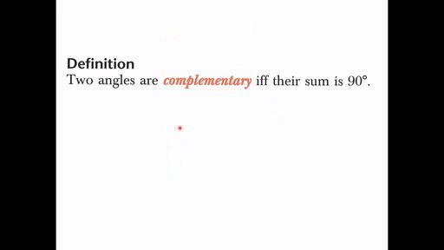So here's our definition of complementary angles. One thing you need to get from this lesson. Two angles are complementary if and only if their sum is 90. And since it's a definition, we could also say if the sum of two angles is 90, they are complementary.